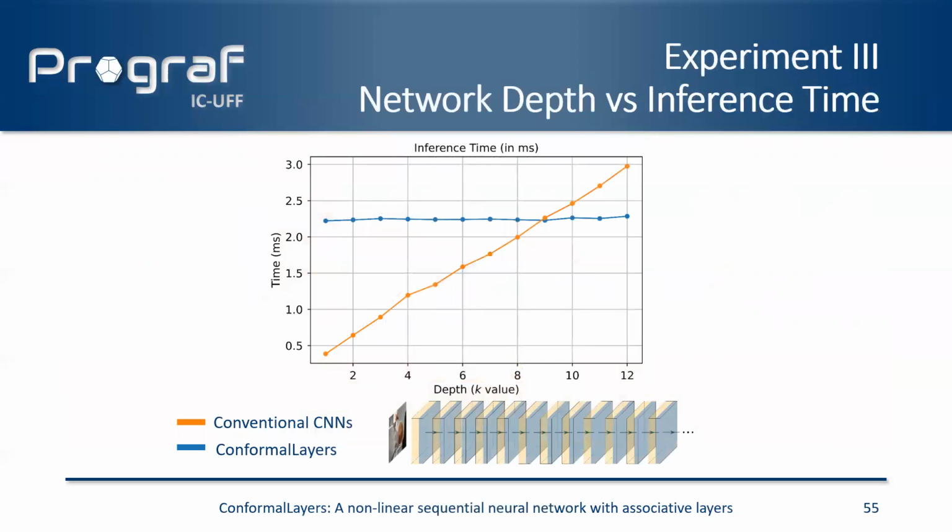Our next experiment wanted to assess the inference time as the network gets deeper. As we can notice, we have constant inference time for conformal layers based networks, while having a monotonically increasing linear curve for conventional approaches. Notice that after around 9 layers, our approach is more profitable for implementations.